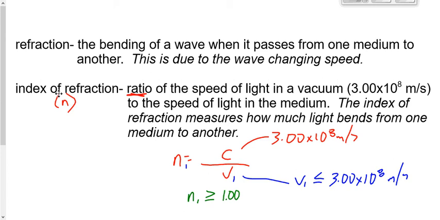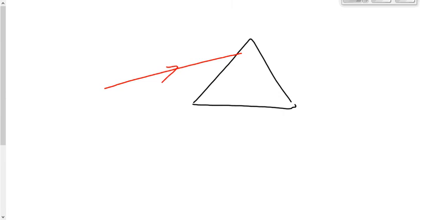Now, I'm going to draw a picture of a prism, a triangular prism. I mean, we get all kinds of different shapes of prisms, right? Triangle prism, rectangular prism, cylindrical prism, anything that's three-dimensional, basically. We're going to shine a ray of red light into that prism. That ray of red light will change speed when it enters the prism. And as a result of that change in speed, it will change direction. And then when it leaves the prism, it will change speed and therefore direction again. And it looks something like this.